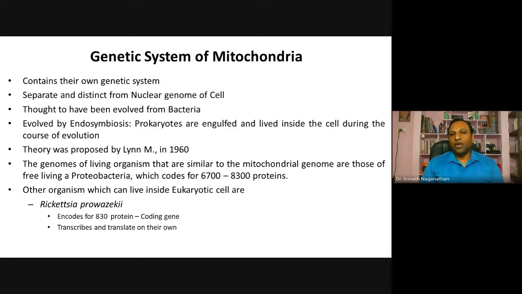The genomes of living organisms that are similar to the mitochondrial genome are those of the free living proteobacteria, which code for 6,700 to 8,300 proteins. Other organisms which can live inside eukaryotic cells are Rickettsia prowazekii, which encodes 830 protein coding genes, and transcribes and translates on its own.